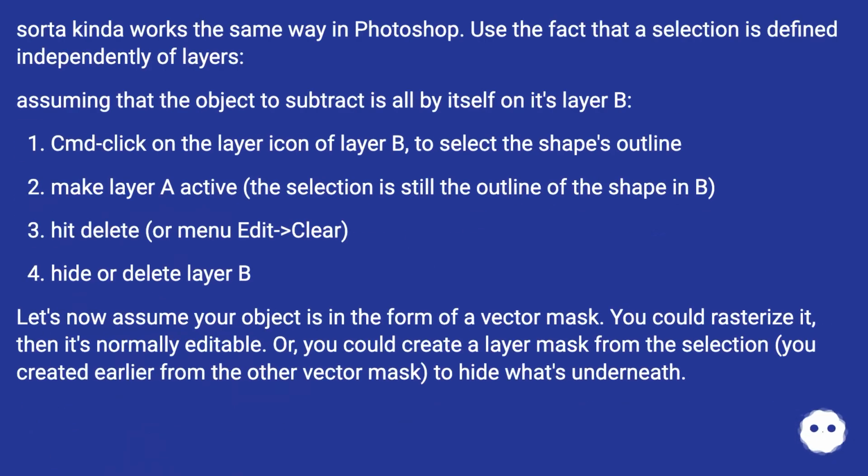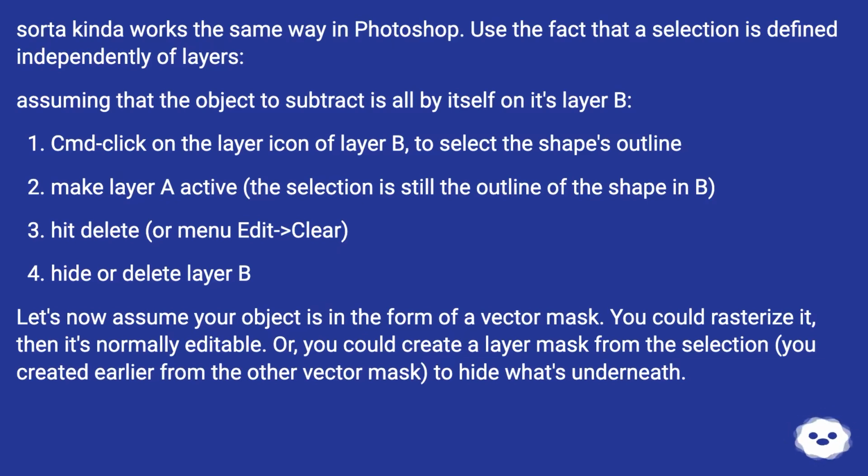Sorta kinda works the same way in Photoshop. Use the fact that a selection is defined independently of layers. Assuming that the object to subtract is all by itself on its layer B, CMD-click on the layer icon of layer B to select the shape's outline. Make layer A active, the selection is still the outline of the shape in B. Hit delete, or menu edit clear. Hide or delete layer B.